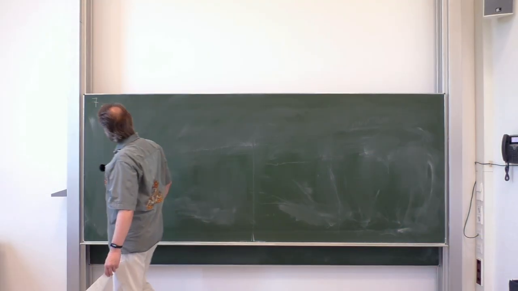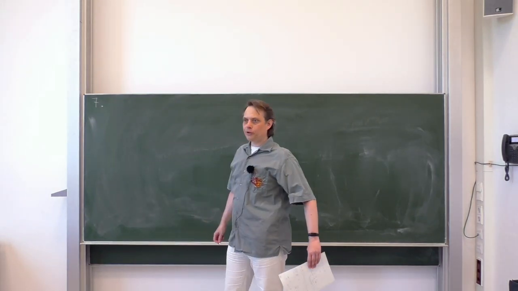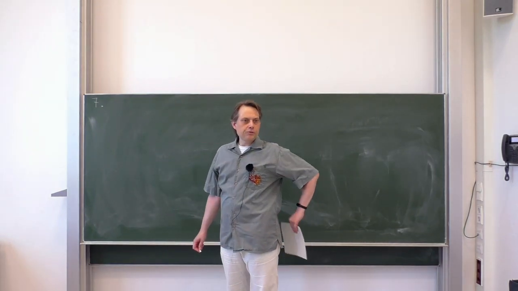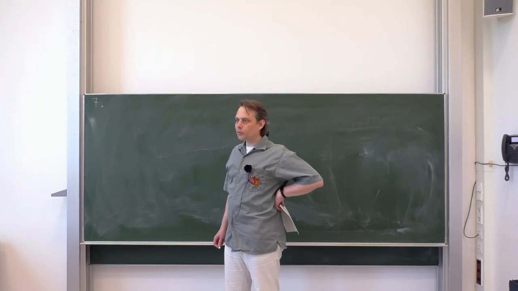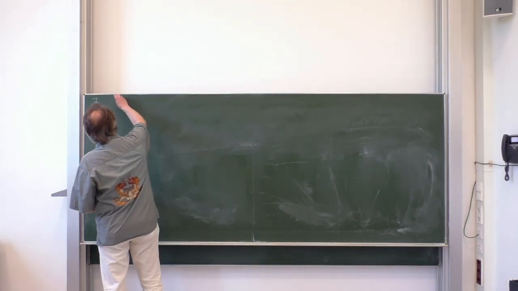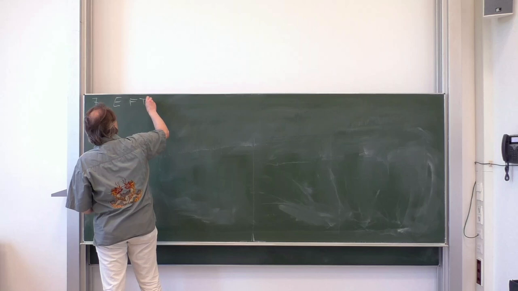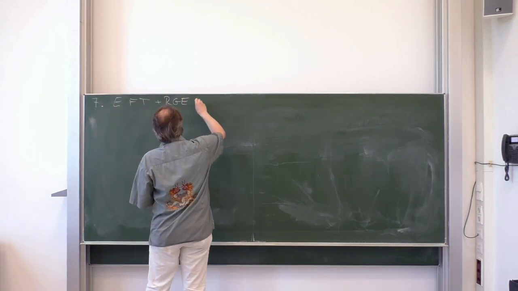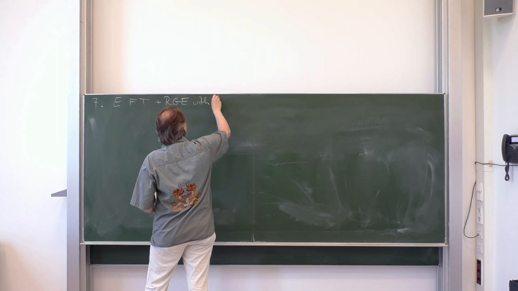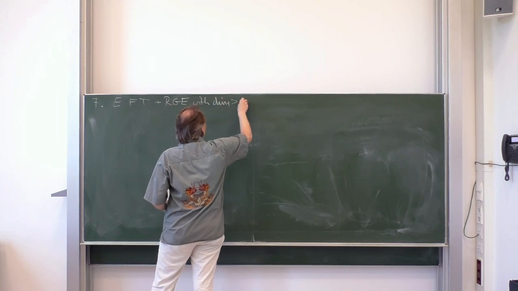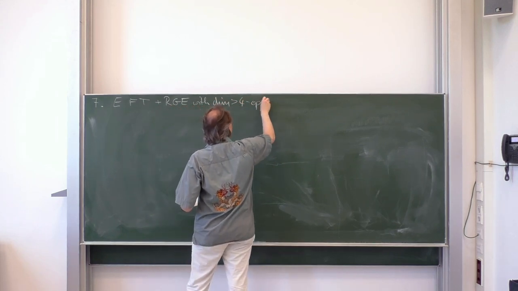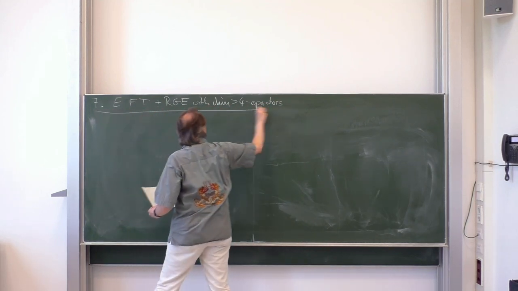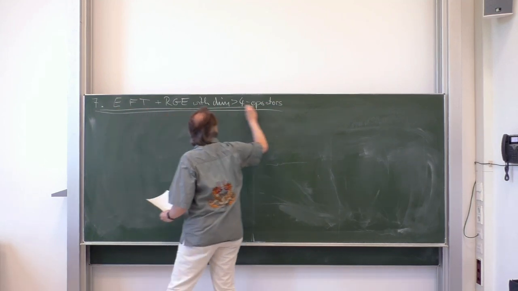And the final part of our lecture will be now on effective theories which allow the existence of non-renormalizable operators. So we discuss EFT plus renormalization group with dimension bigger than 4 operators.